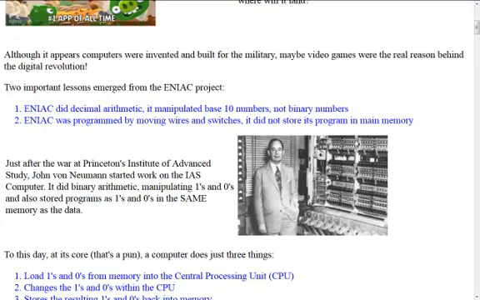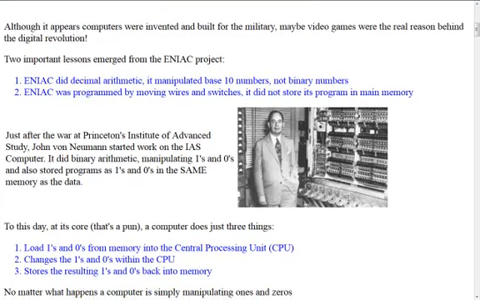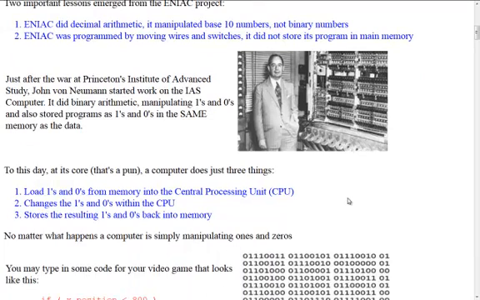Number one, ENIAC did decimal arithmetic. It manipulated base 10 numbers, not binary numbers. Number two, ENIAC was programmed by moving wires and switches. It did not store its program in main memory. Just after the war at Princeton's Institute of Advanced Study, John von Neumann started work on the IAS computer.